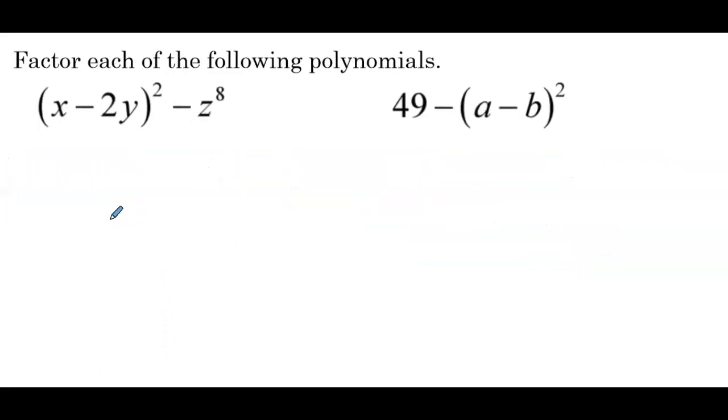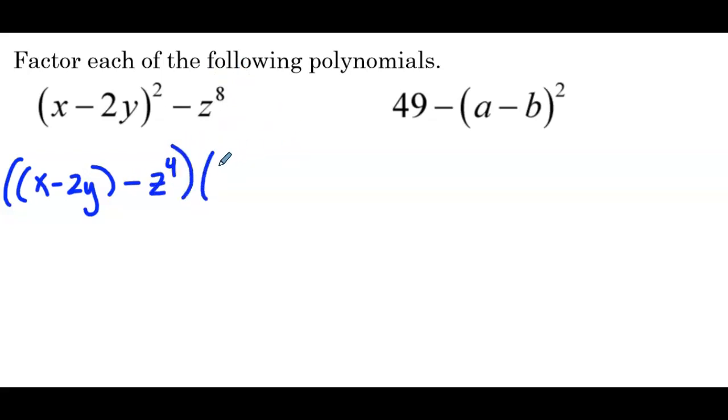Last two examples, x minus 2y quantity squared minus z to the 8th. Okay, so x minus 2y quantity squared is a perfect square, z to the 8th, perfect square, and we're taking the difference. So we can factor with the difference of two squares method. So the square root of our first term is x minus 2y, and then minus the square root of z to the 8th, which is z to the 4th.